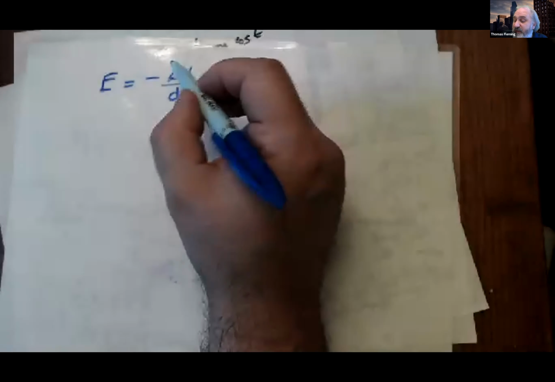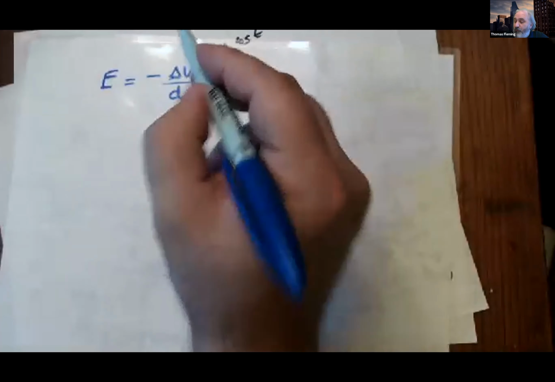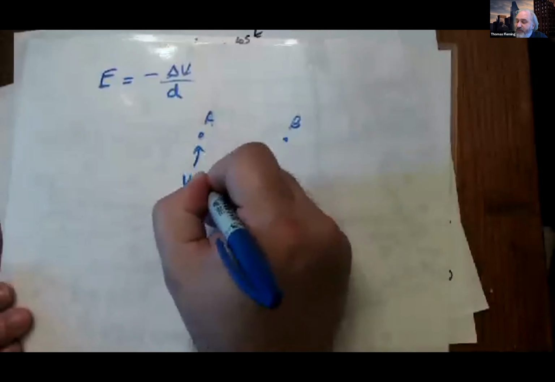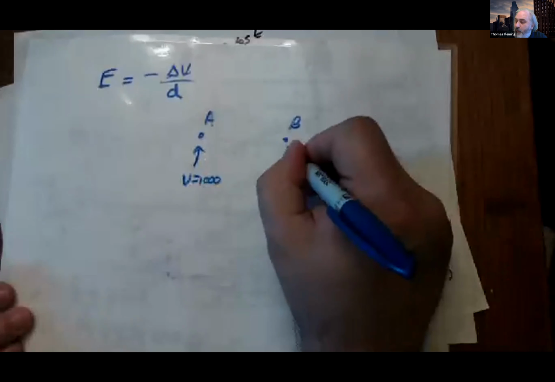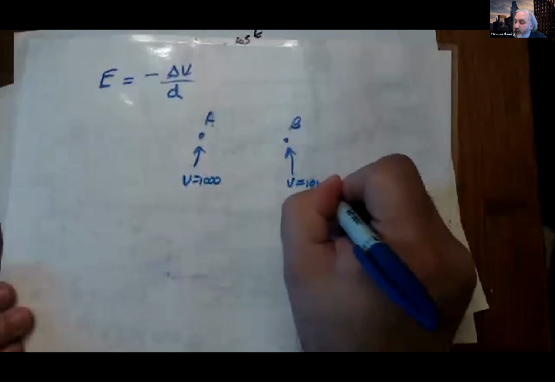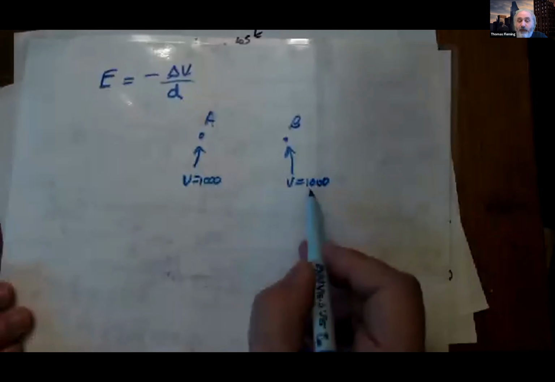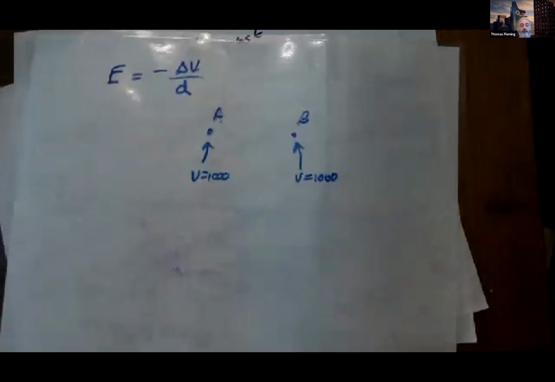If you have a place where there's no electric field and you move from point A to point B, well, the electric potential at point A and point B have to be the same. If E is 0, that means delta V is 0. So if I go from point A to point B and there's no electric field in between, then V here might be 1,000, but V here would also be 1,000. Delta V going from point A to point B would be 0.